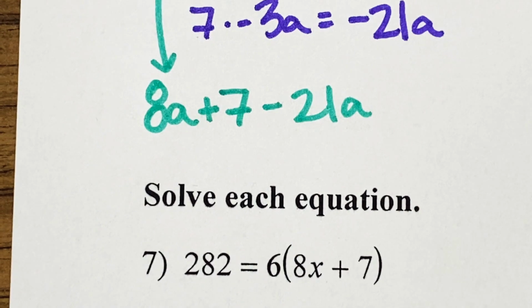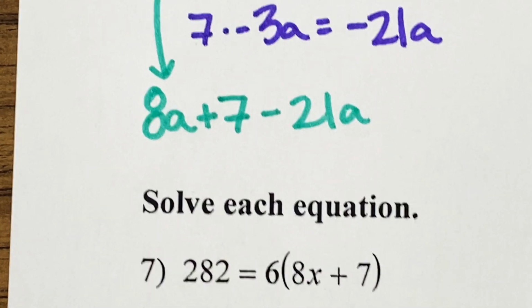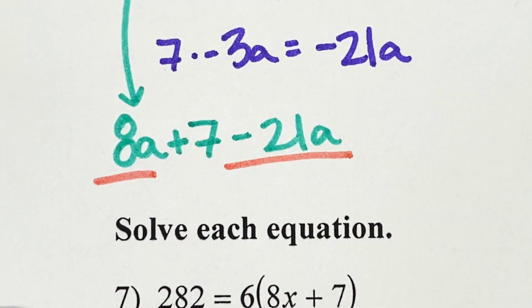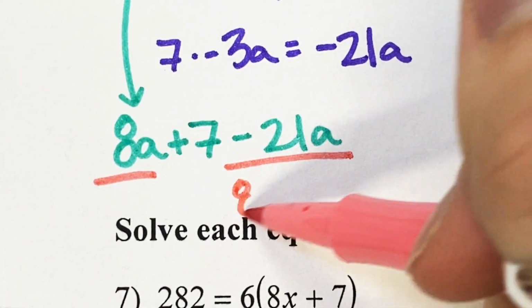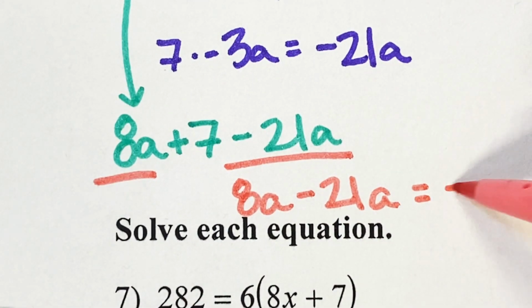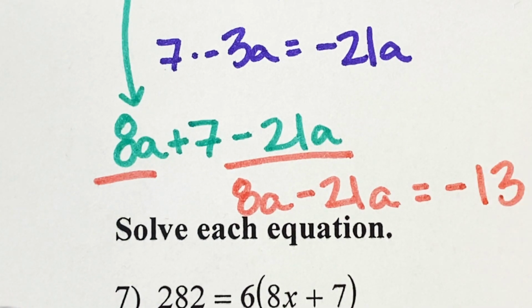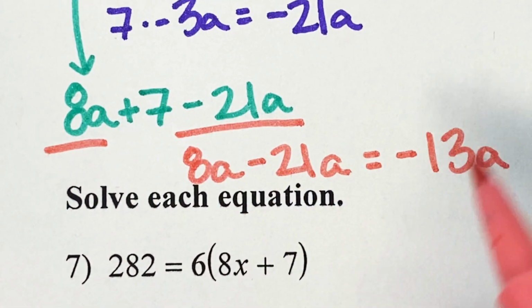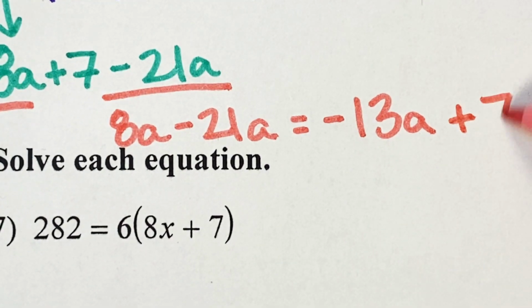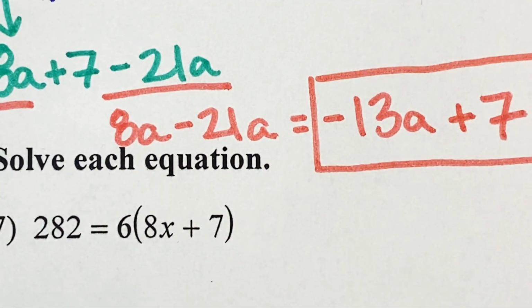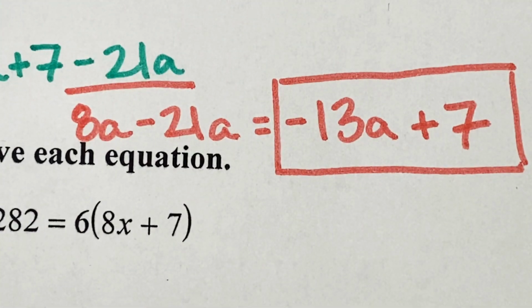Now we need to combine like terms. Okay, so what are my 2 terms that I can combine here? I see that 8 has an a and -21 has an a. So we do 8a minus 21a, and that is going to give us -13a. Okay, and since that 7 couldn't combine with anything, we just put it on the end. -13a plus 7. And that is our simplified answer.